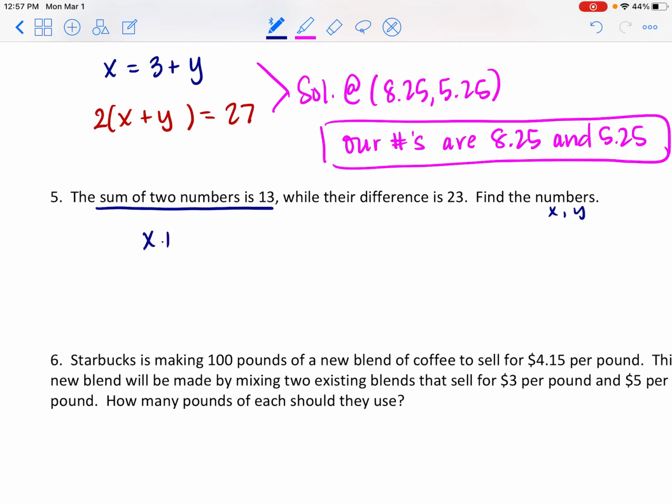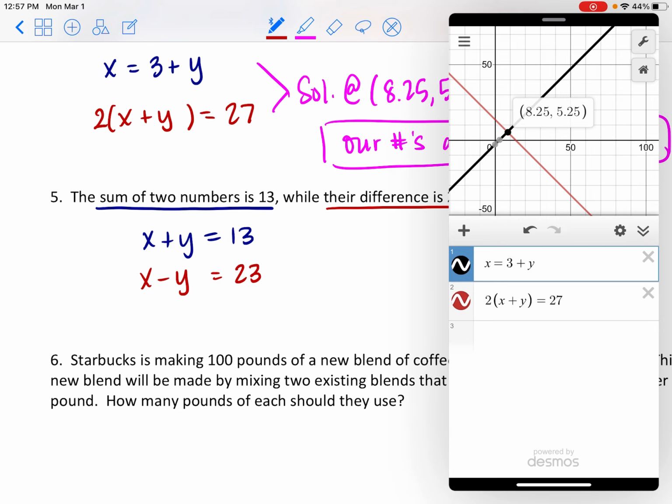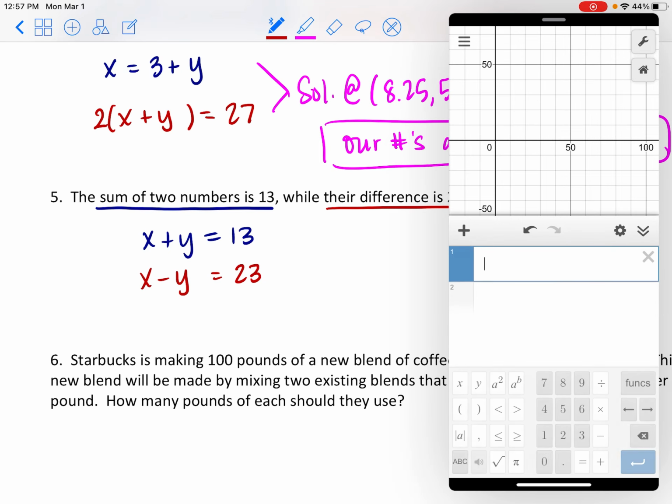Well, if I add x and y, that's their sum, that equals 13. And then it says the difference is 23. That means if I subtract the two numbers, I get 23. So we have an equation for their sum, an equation for their difference. Now that looks pretty easy to solve by hand, but I'm going to go ahead and type it in here anyway.